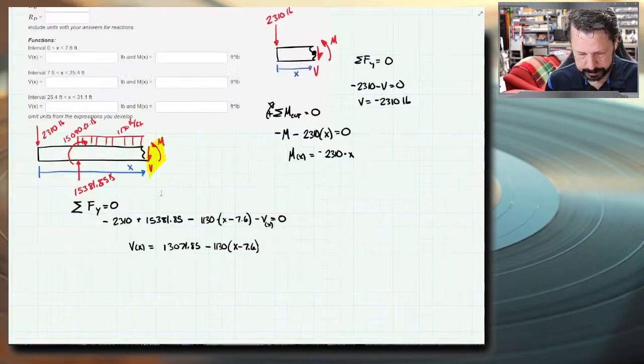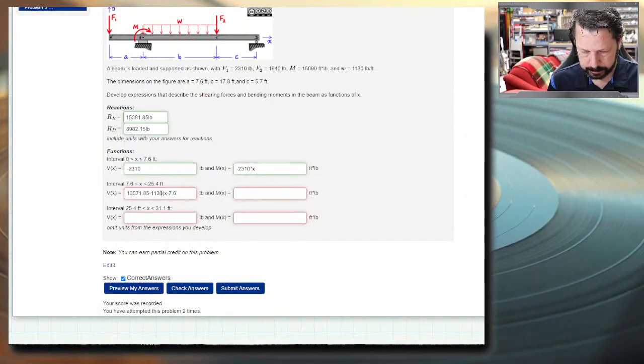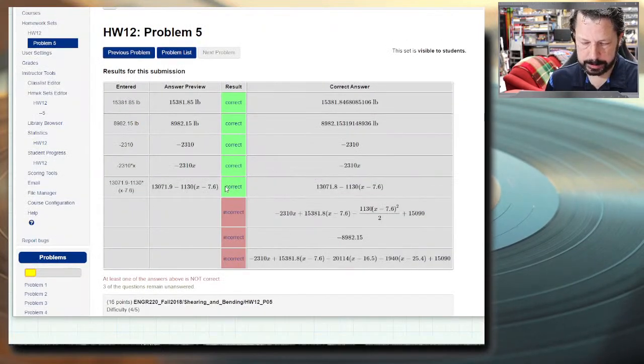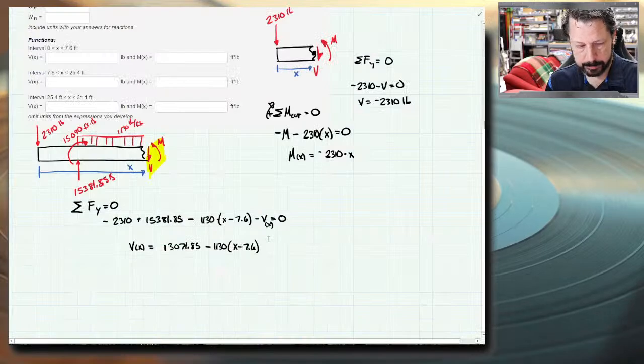13,071.85. No units on these, it said. Minus 1130 times x minus 7.6. Let's see if it's okay with that. It is. So, in fact, we have it in the exact same form that they have it in. So that probably helps. Okay, let's do the bending moment, since that's what we're about to do.